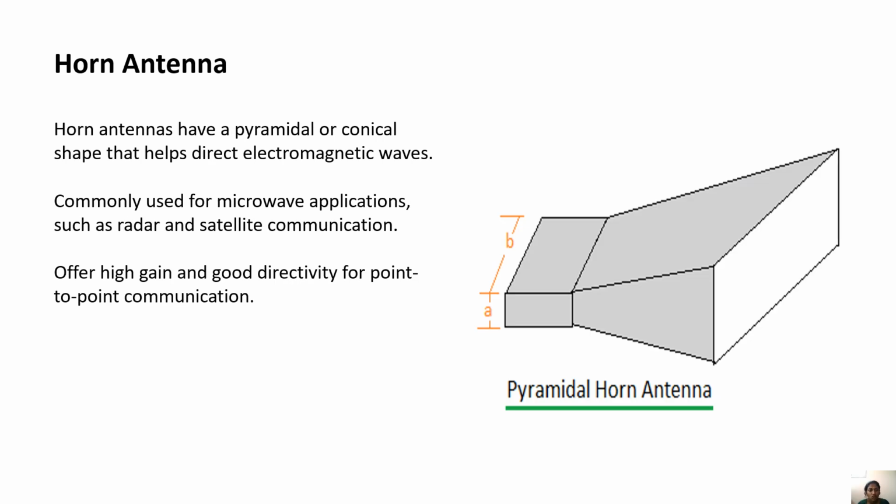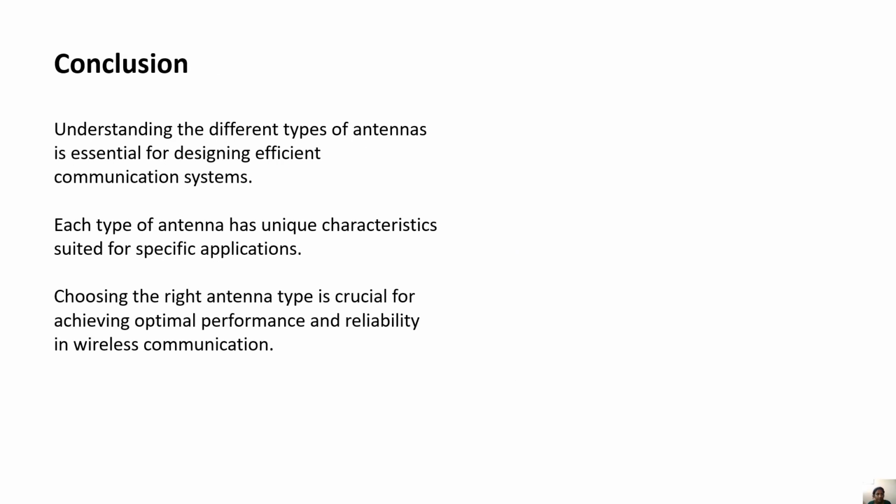And the next one is the horn antenna. Horn antennas have a pyramidal or conical shape that helps direct electromagnetic waves. It is commonly used for microwave applications such as radar and satellite communication. It offers high gain and good directivity for point-to-point communication. Here we can see the picture of the horn antenna, that is the pyramidal horn antenna.